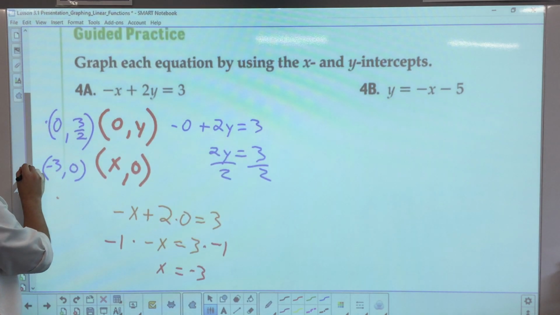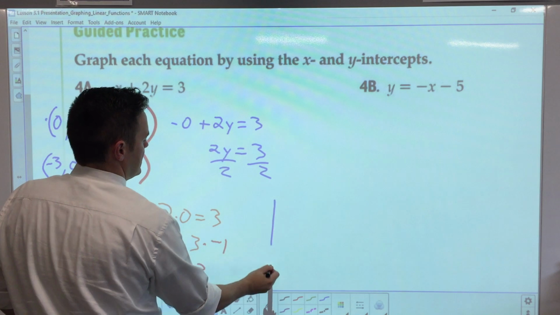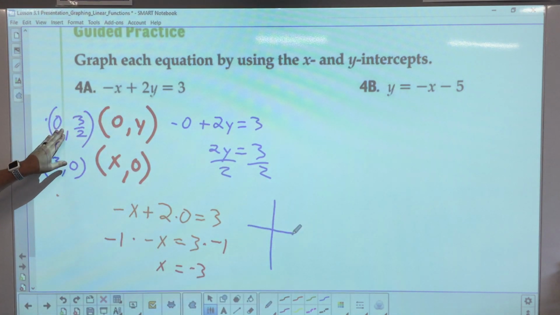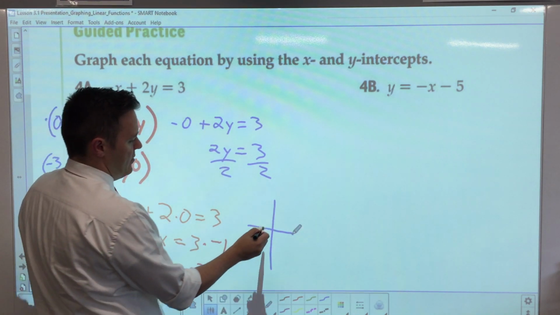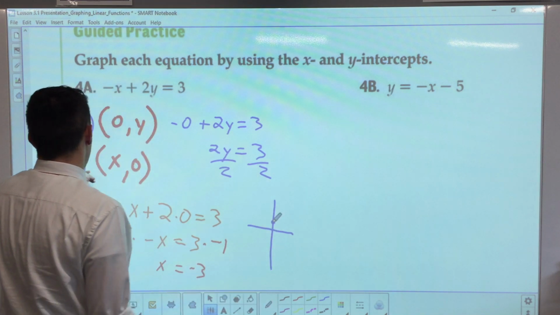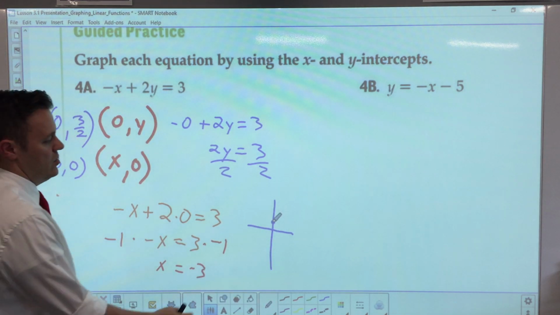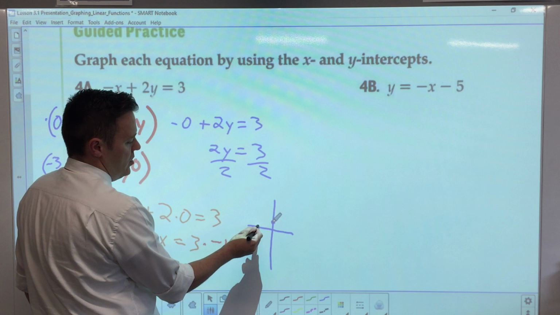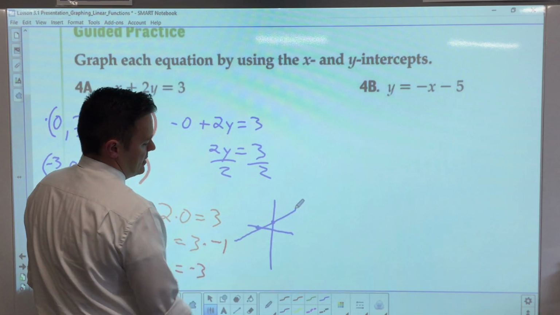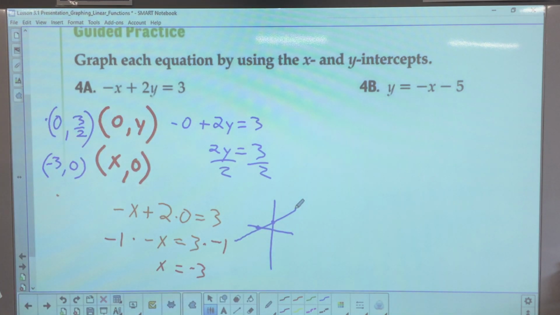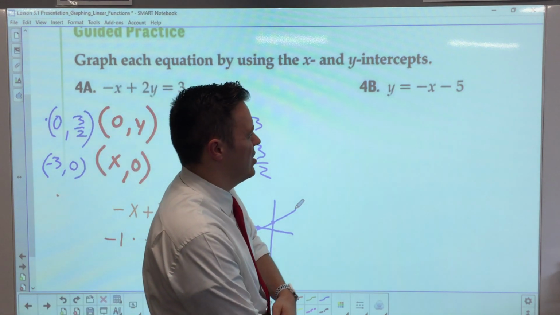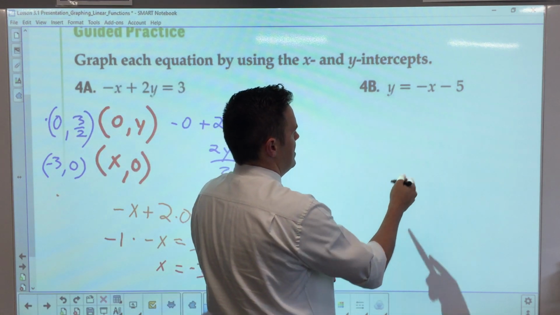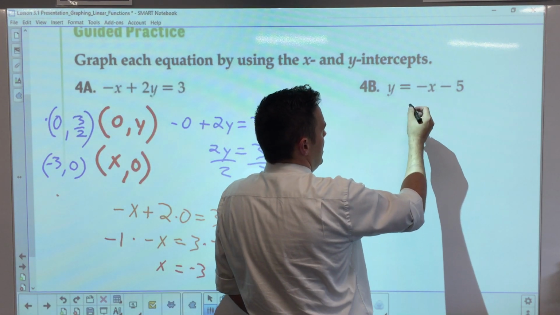All right, graph it out, ladies and gentlemen. If you do your setup like this, you'd have 0, 1.5, so it'd be something right there. And then you'd have -3, 0, so you'd have a point there. Connect the dots like that. All right, this next one should be fairly simple to a certain extent, same setup.